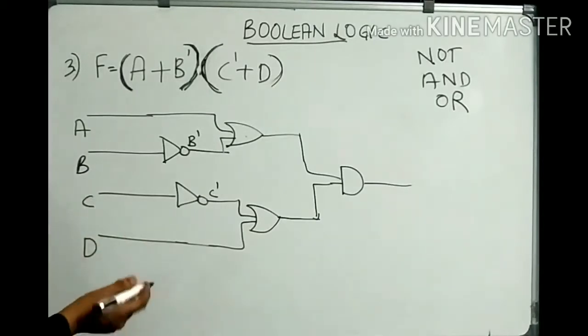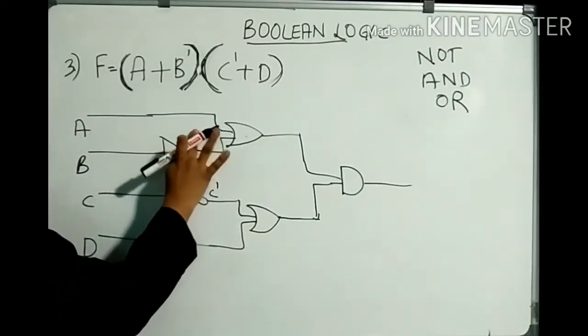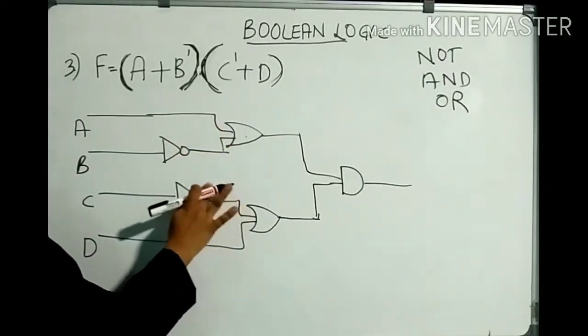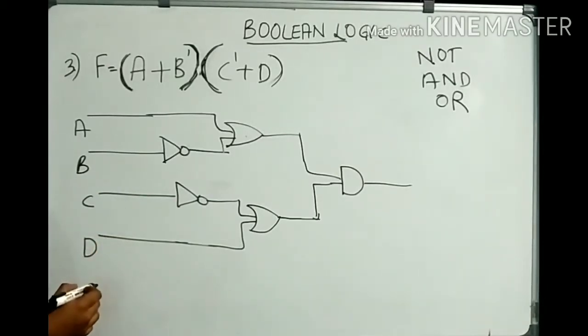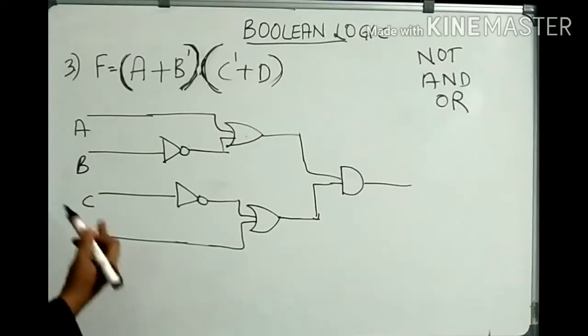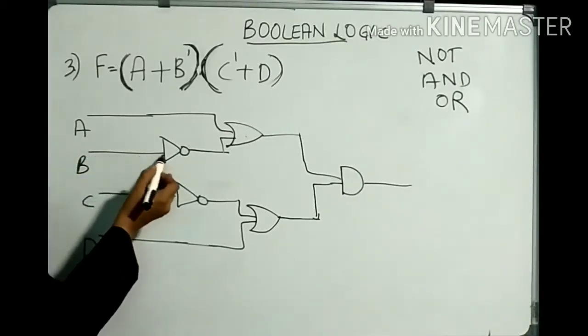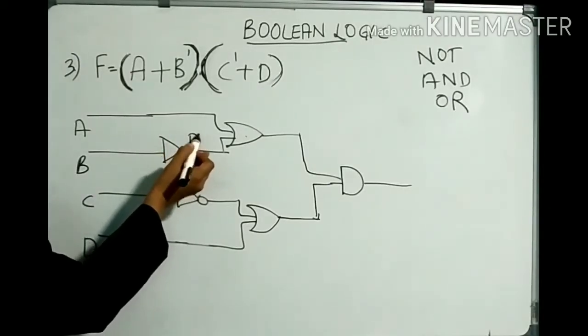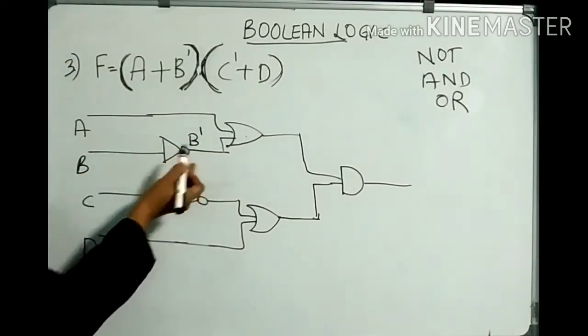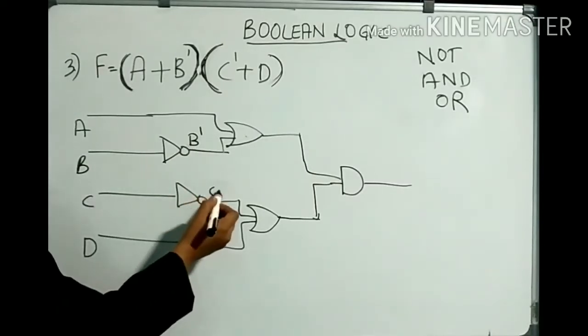Okay, now let us check whether we have done the thing correctly. After each logic gate, you write the output from them. I repeat, after each logic gate like OR and NOT, you have to write the output from them. So first, this is a NOT gate. After the NOT gate, the output will be B dash. B is the input, so the output will be B dash. And C will be C dash.